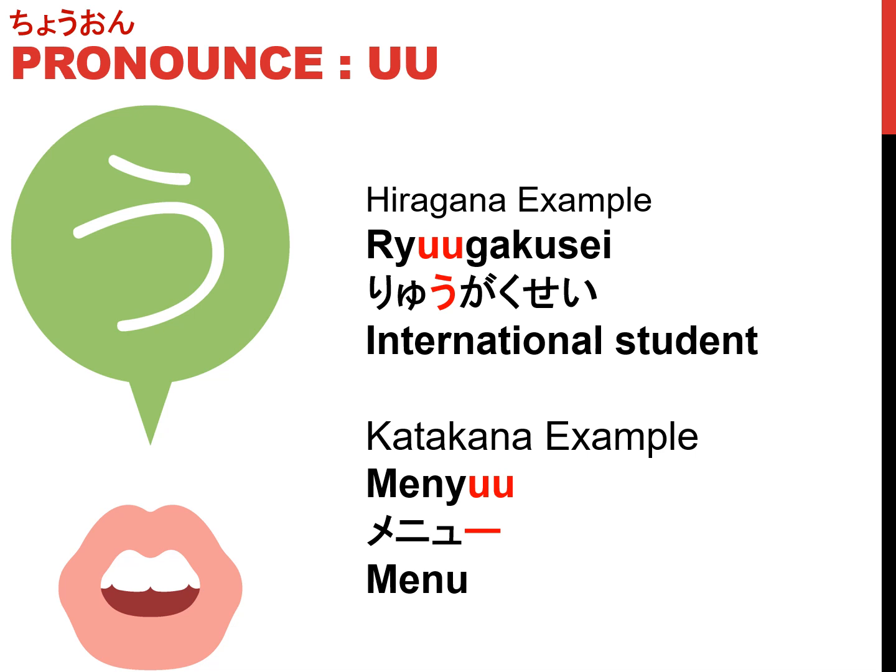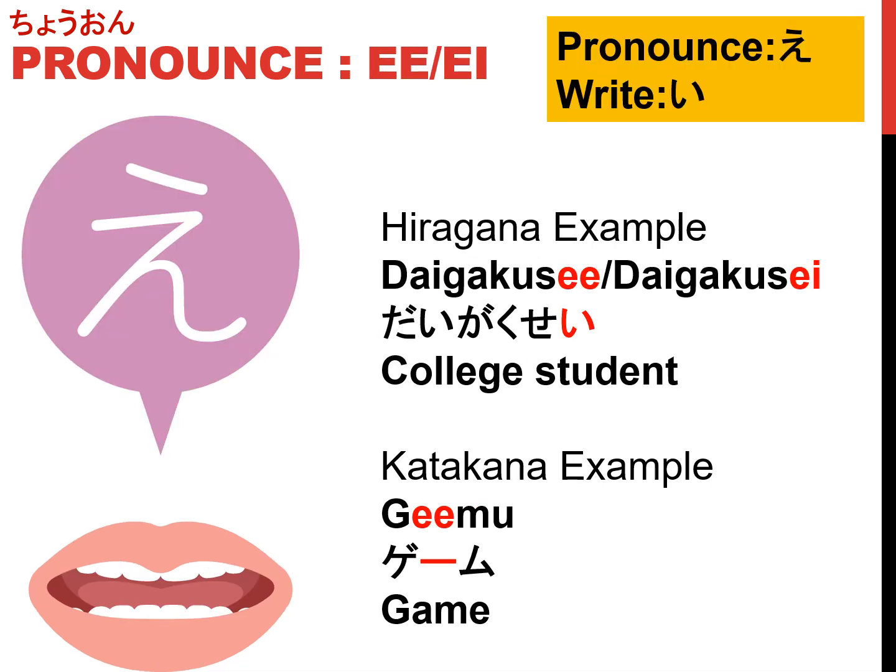Hiragana example, ryuugakusei. Katakana example, menyuu. This time, two sounds are applied. When there are two E's in a row, and when it is EI. Let's look at the difference between hiragana and katakana while pronouncing it. Hiragana example, daigakusei. Katakana example, geimu.